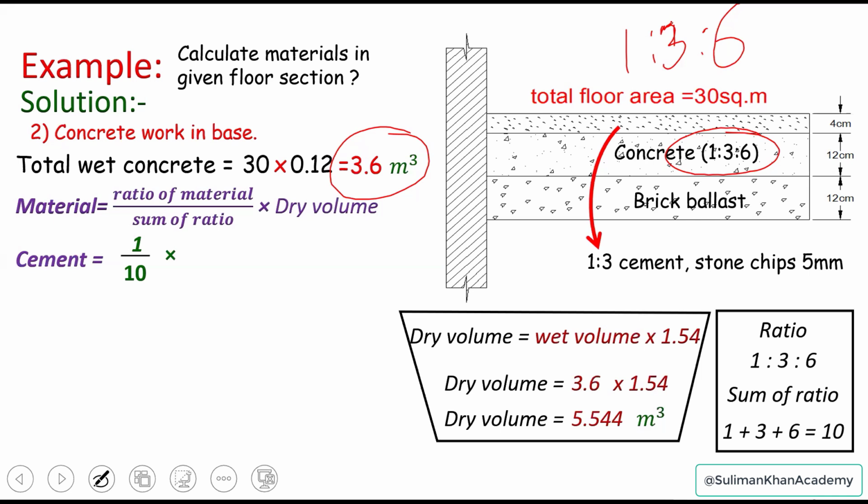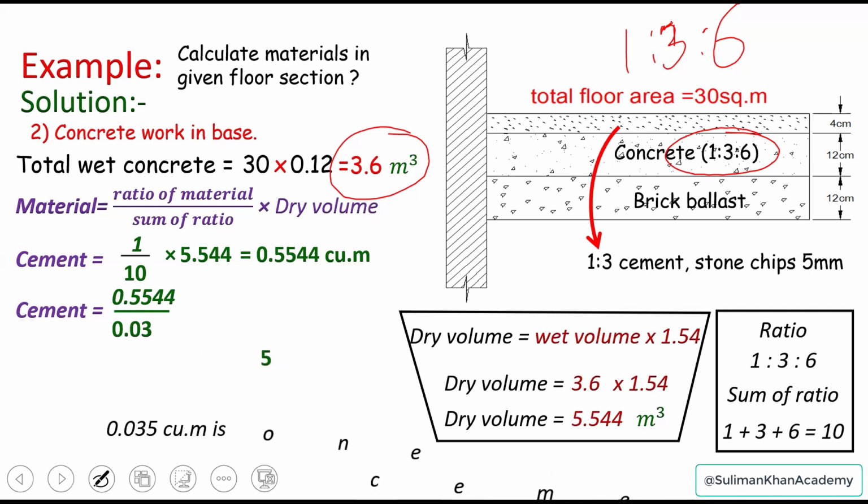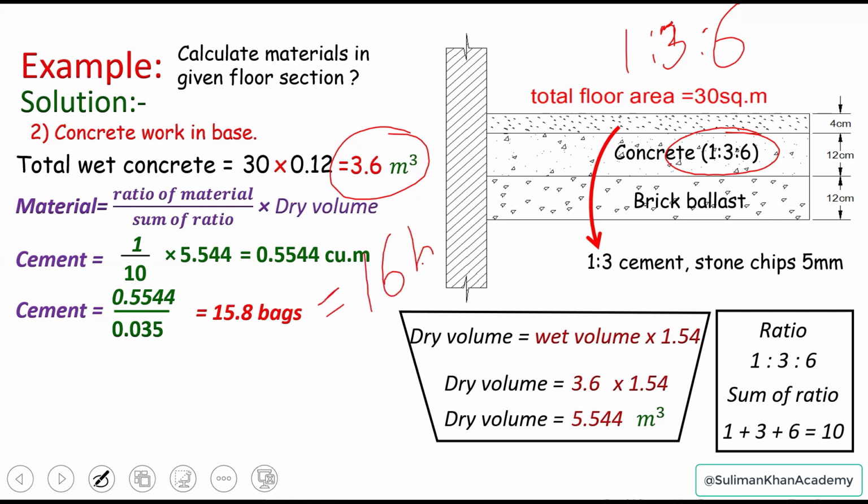So the quantity of cement can be 1 over 10 times the dry volume. It means the quantity of cement should be now 0.5544 cubic meters. Now, this is in cubic meters. You have to convert this into bags, okay? For that, you should know the volume of one cement bag, which, here in Pakistan, is just 0.035 cubic meters. Very simple, okay? So divide that, and it should be 15.8 bags. You can say 16 bags, okay, for the same floor.